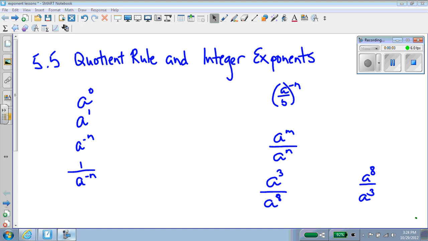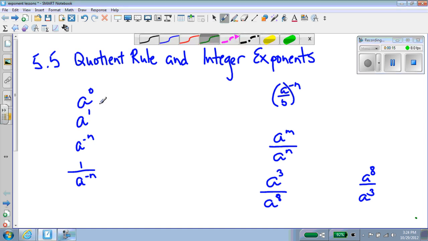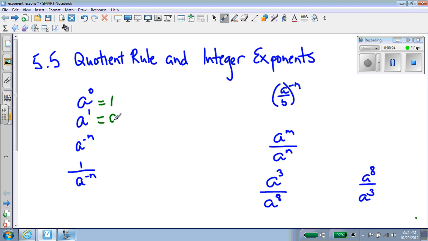Today we're going to talk about section 5.5, the quotient rule, and integer exponents. Let's start with anything raised to the 0 power. Anything raised to the 0 power is 1. How about anything raised to the first power? Well, anything raised to the first power is just itself.